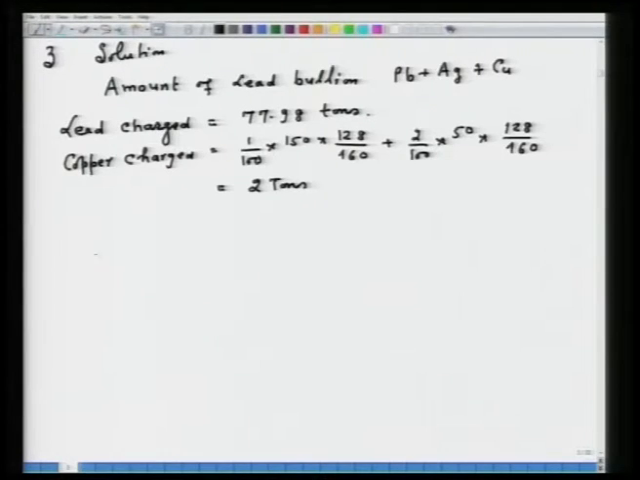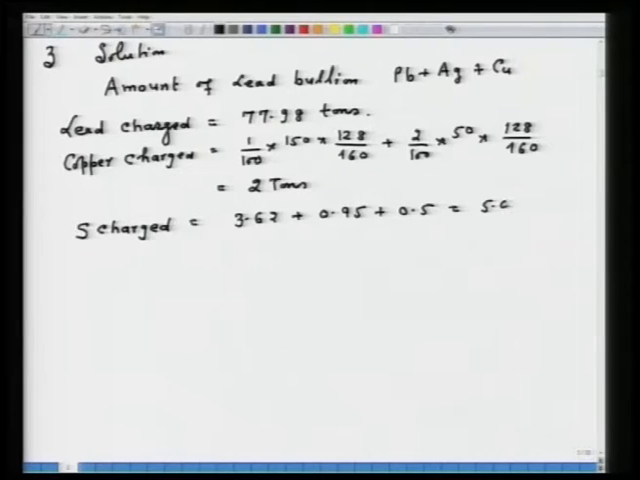Now, you have to see sulphur charged. Again you have to make some calculations. Sulphur charge will be 3.62 plus 0.95 plus 0.5. I omitted some steps, I think they are very easy and you can come to this figure. You have to consider all sources from where sulphur is entering. So, that is equal to 5.07 tons, that much amount of sulphur charge. Now, you have to calculate iron charged.